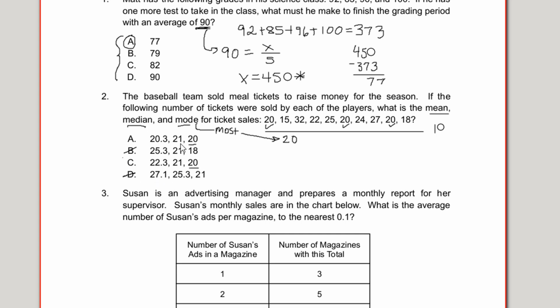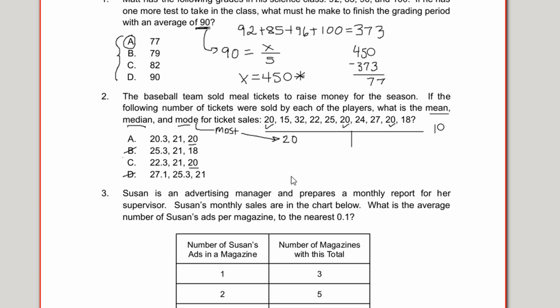So the next distinguishing factor, if I were to look at A and C, they both have 21 for median. So it's not going to do me any good to figure out the median. I'll show you how to do that in a minute. But what we need to look at is the mean. And remember, mean is also average. So the next step that we want to do is find the average of these 10 values. So we need to add all of these up.